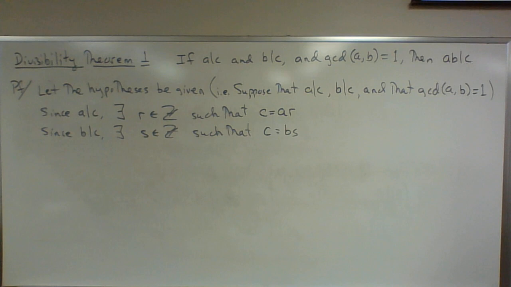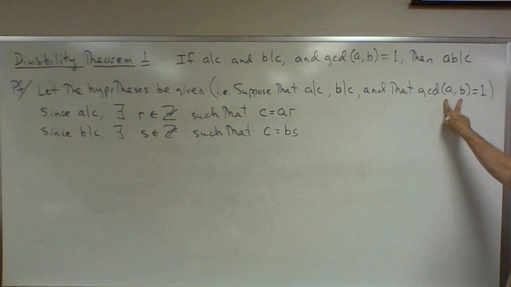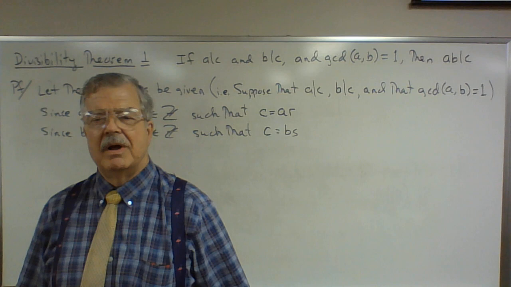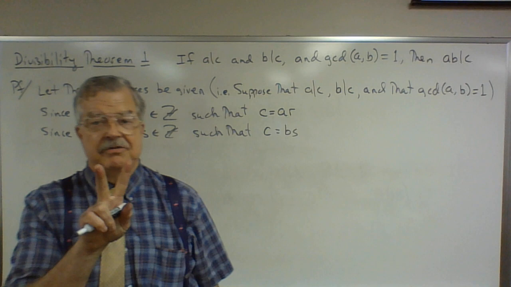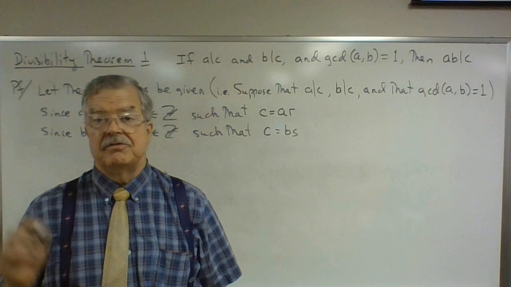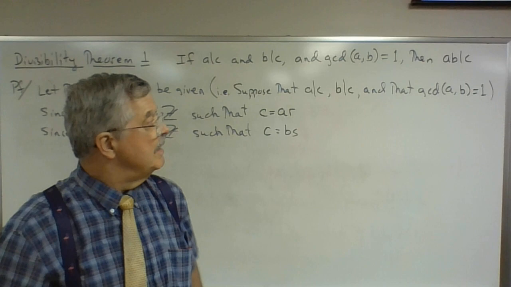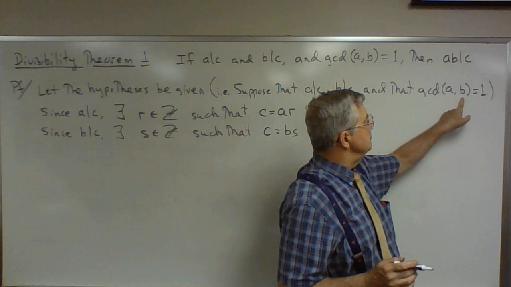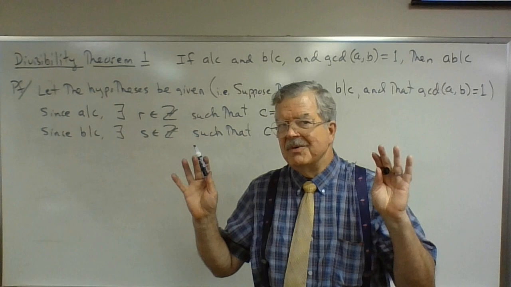I still have one more hypothesis to use. Greatest common divisor of A and B is 1. Well, what do we know about something like that? Take any two integers A and B, and we can find other integers X and Y, such that AX plus BY is the greatest common divisor of A and B. And here the greatest common divisor of A and B is 1, which means we can find integers X and Y such that AX plus BY equals 1. Now what that has to do with what we're trying to prove, I have no idea. But we do know it's true.